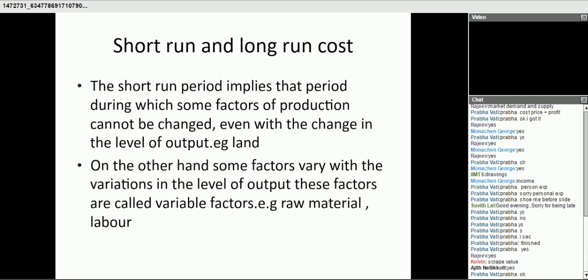Now we can see that in detail. The short run period implies that period during which some factors of production cannot be changed, even with the change in the level of output. Example, the land, that we already know, short run and long run. And in the long run, all the factors can be changed.